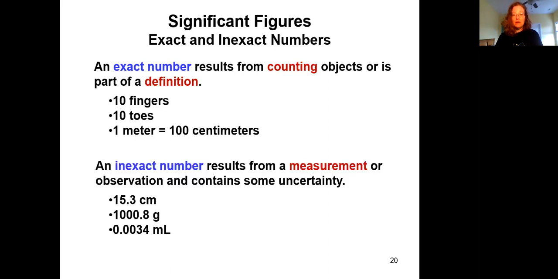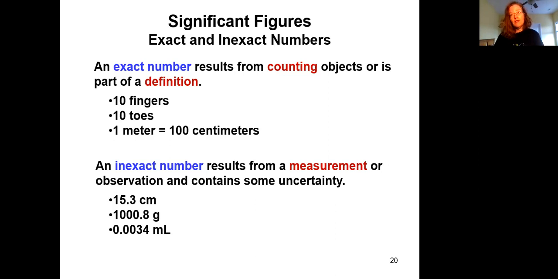An inexact number results from a measurement or something that we're observing, and it will contain some uncertainty. There's going to be a point where everybody agrees, for example, that it's 15 centimeters. But then there might be a little bit of disagreement about whether it's 15.3, or 15.2, or 15.4. Just depends on the person making the observation.